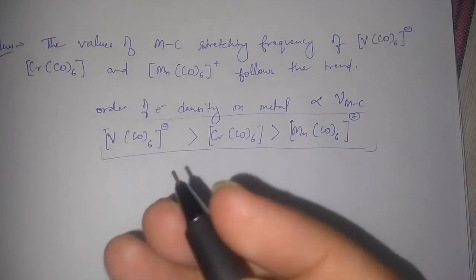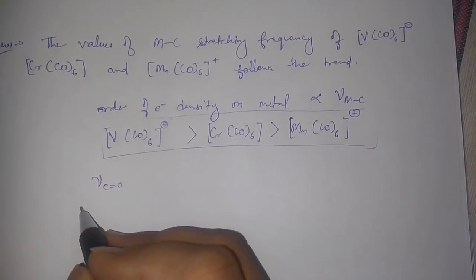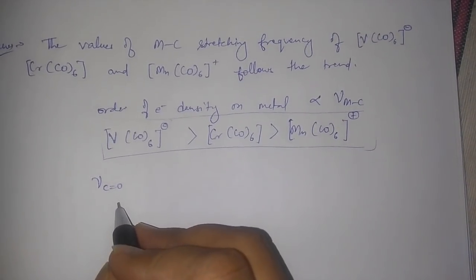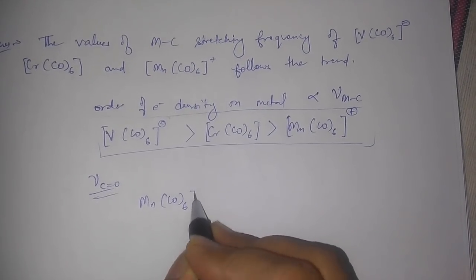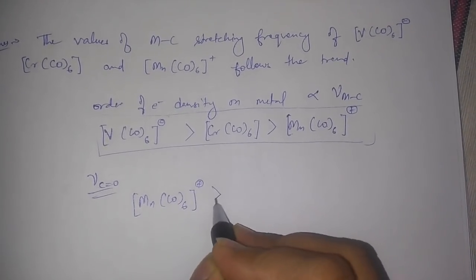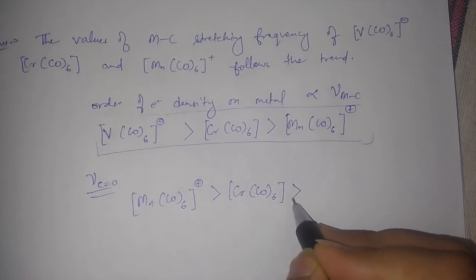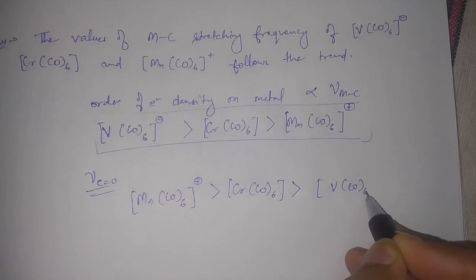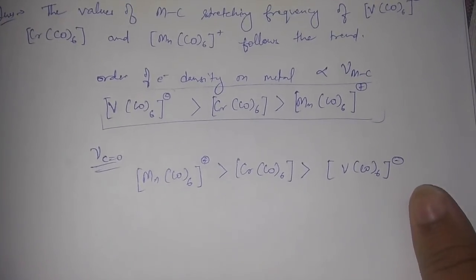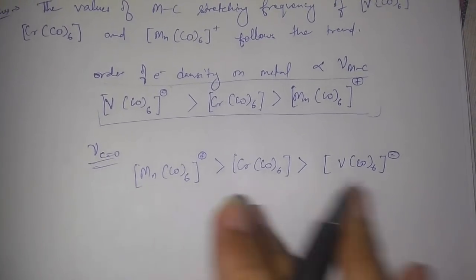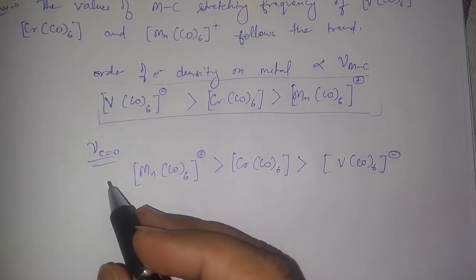Now let's see, if the question is asked to find out the carbonyl frequency. If that is asked, then reverse this order. That means for carbonyl frequency, the order will become this, that is MnCO6 plus will be having the highest frequency, and then comes your CrCO6, and then comes your vanadium CO6 minus. So this will be the order of stretching frequency of the carbonyl ligand. Okay, now everything you can do from here only. So the frequency and bond order are directly proportional, just remember this.